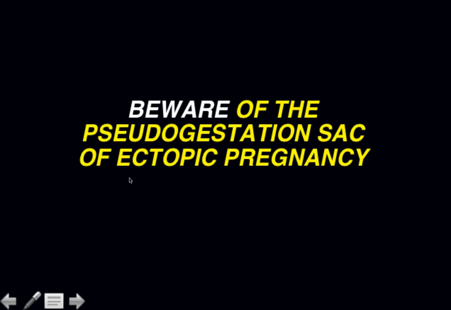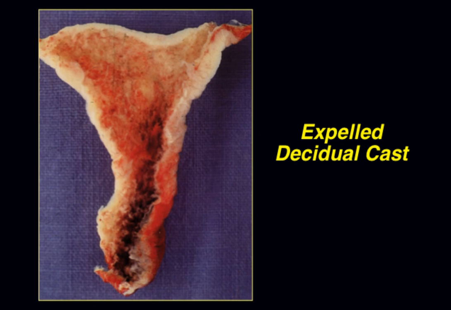My next admonition is to beware of the pseudogestation sac of ectopic pregnancy. Under the influence of pregnancy hormone, the endometrium decidualizes. Here you see an image of an expelled decidual cast in a patient who has an ectopic pregnancy.